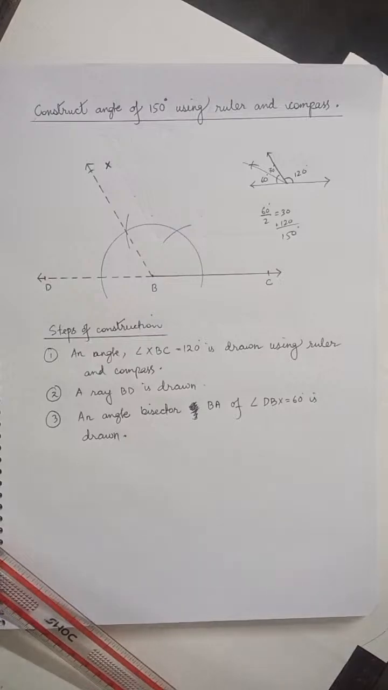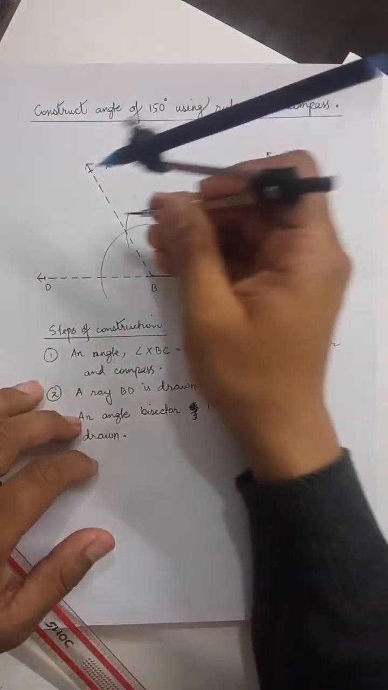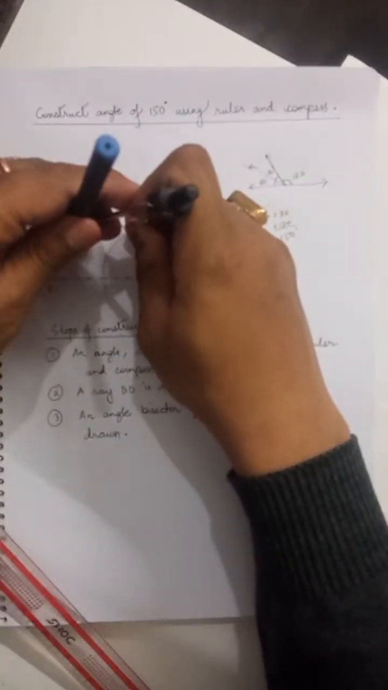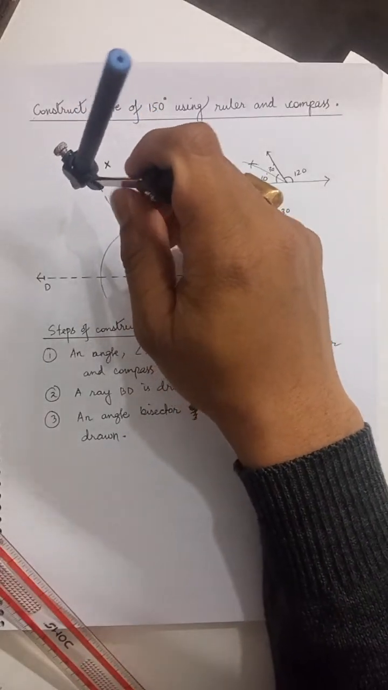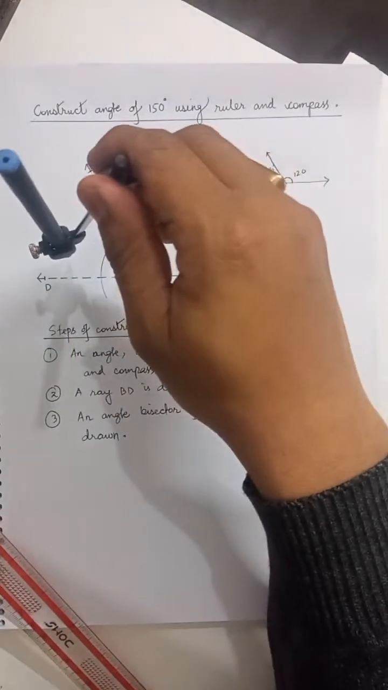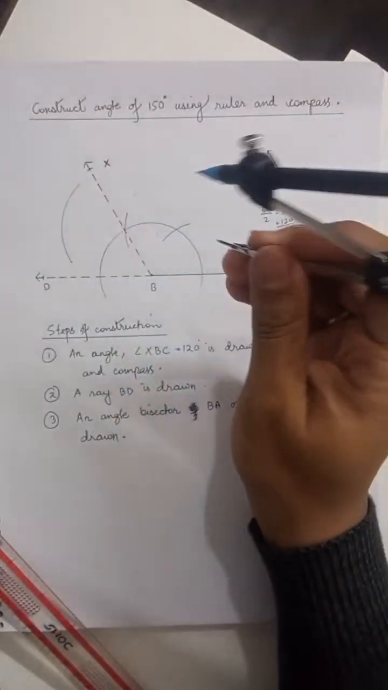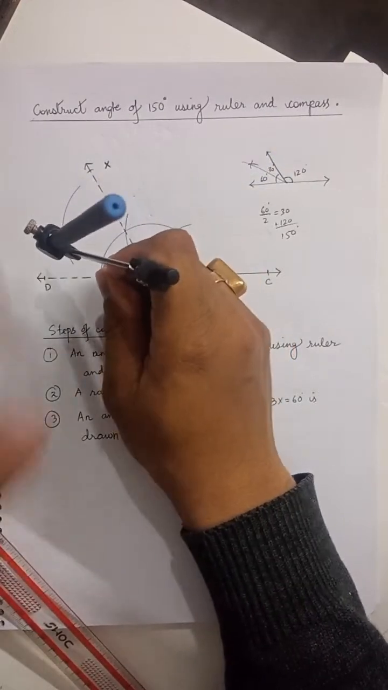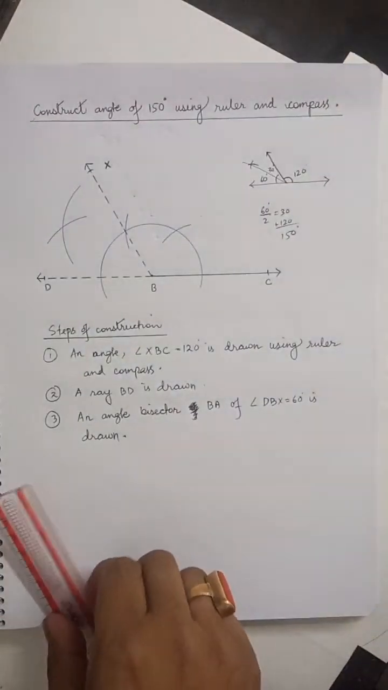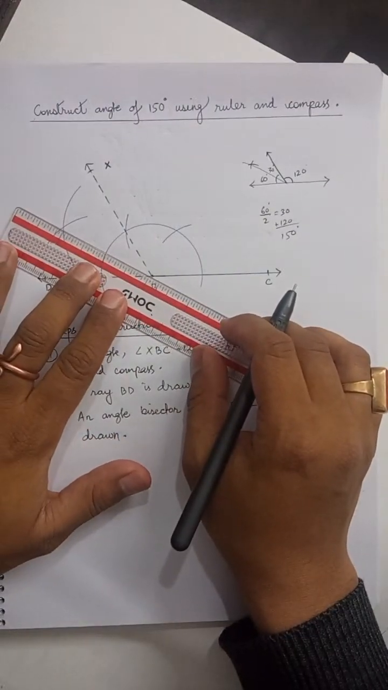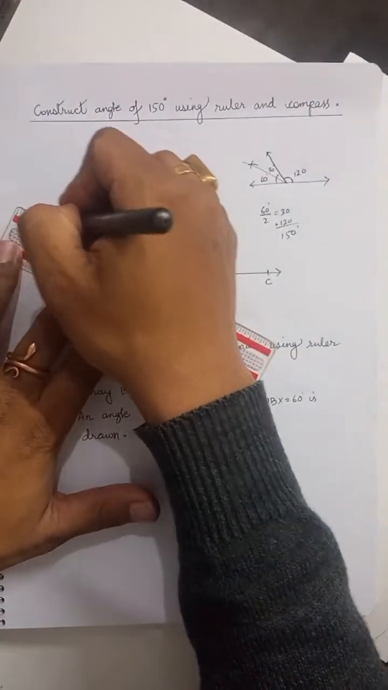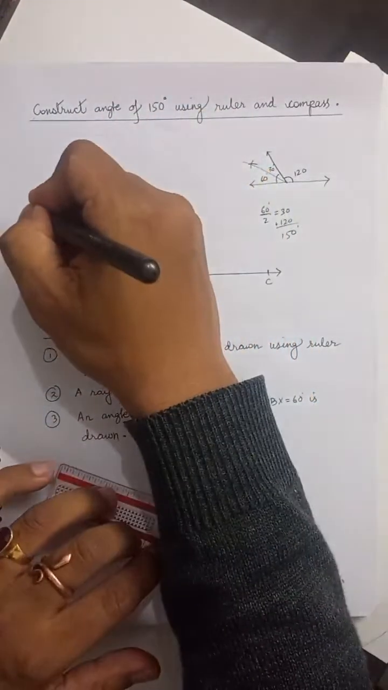So let me draw the angle bisector. Placing the compass tip at one of the intersecting points. If you are wondering how to construct an angle bisector, please refer to yesterday's live stream video. It has already been uploaded on my channel. You can just refer to it. So this is one arc, and then we'll put the tip here and draw one more arc. Then we'll draw a ray. This ray acts as the angle bisector.